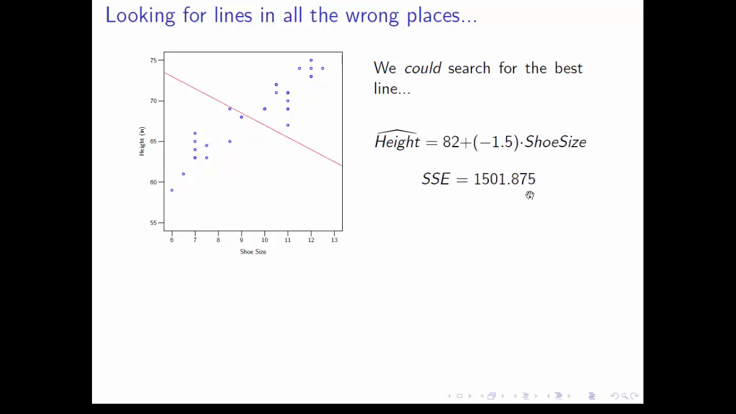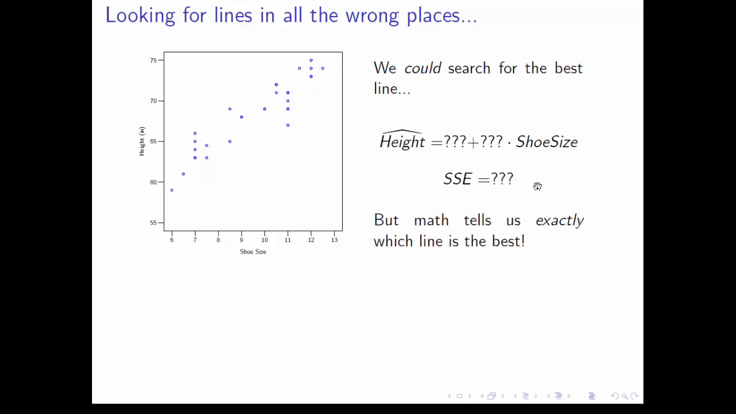And what about this line? Oh, well, that's terrible. Notice its SSE is huge. Indeed, not very promising. And what about this one? 51 plus 1.75. Oh, that SSE is a little bit bigger than the other ones. So maybe this isn't as good as one of the other ones I found. So I could continue to do this, but it's going to get really ridiculous.